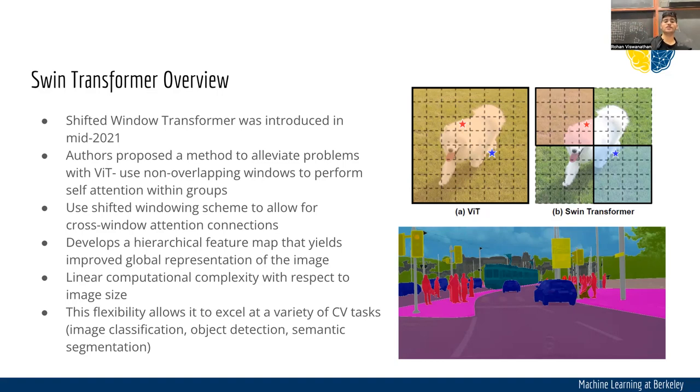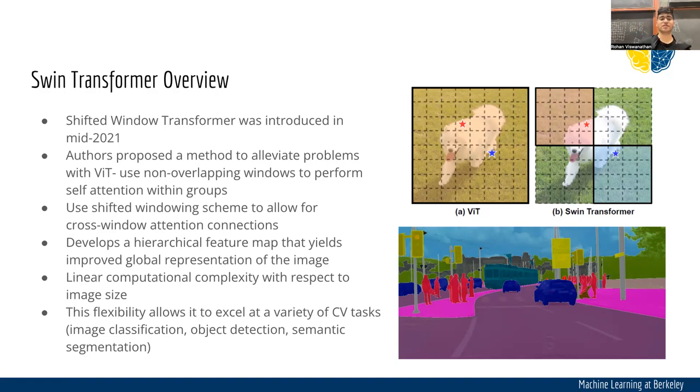But because we are developing a hierarchical feature map that yields an improved global representation of the model, we now know that because we're doing cross attention, we're prioritizing certain features over other features, right? That's an inherent benefit of this model, which allows us to develop a better understanding of the global representation of our image.